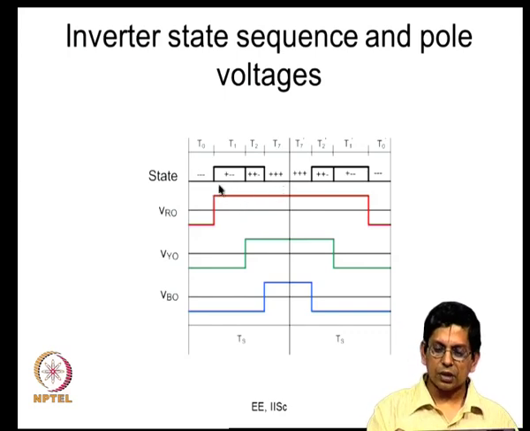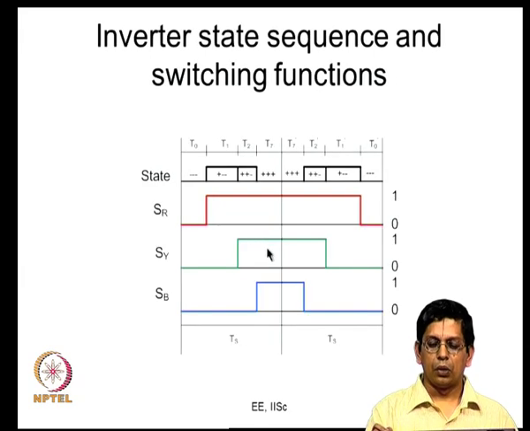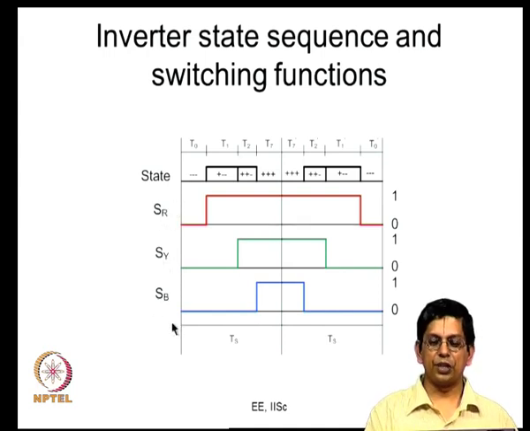Now, the next step is we are going to see, when the inverter states are varying like this, how the DC link current is going to vary. That is the reason why we are now having a recap on this. Before we go into that, we have looked at pole voltages. Now, let us just look at them as SR, SY and SB switching functions.